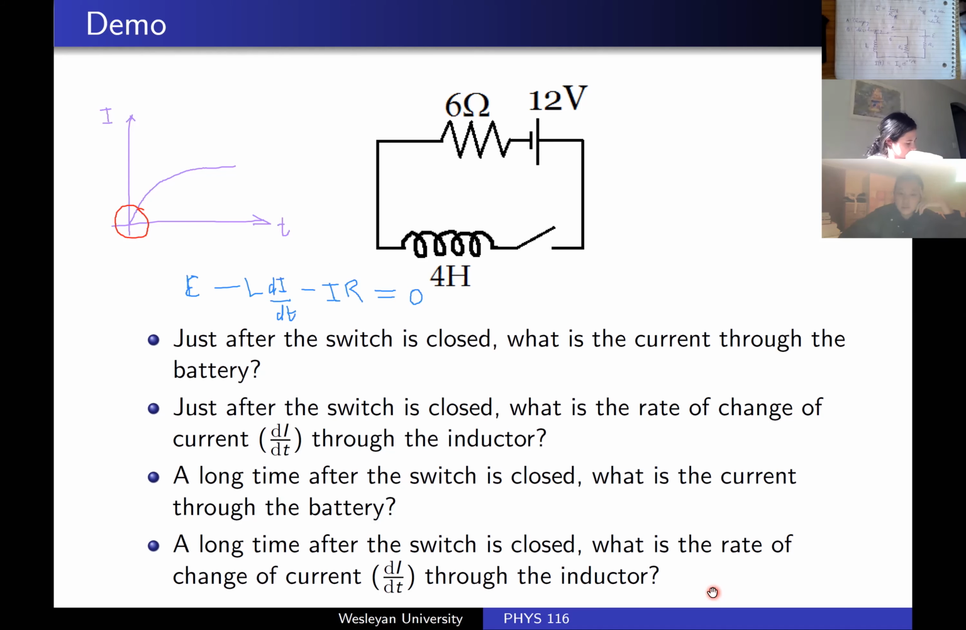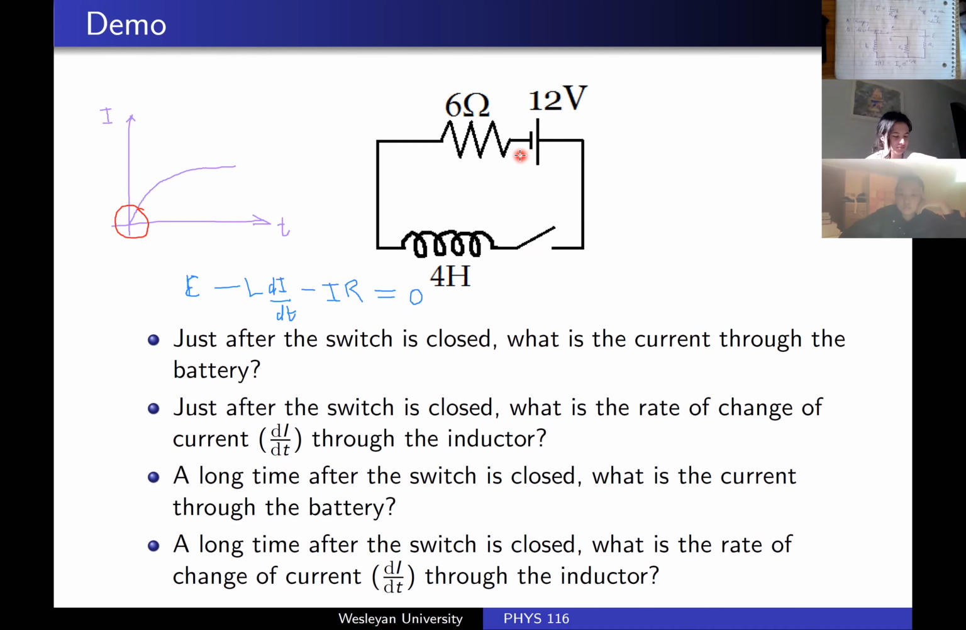I have a question about when the inductor is going against the current. When is the inductor going against the current? Oh, initially, right after the switch is closed. The battery wants current to start flowing immediately. The inductor fights against that. So if we do a loop rule, this is the loop rule at t equals 0.